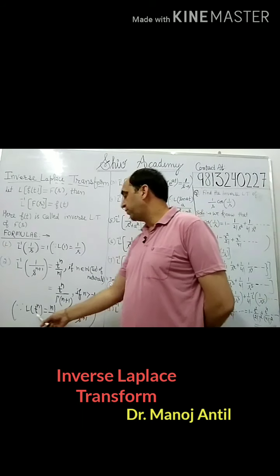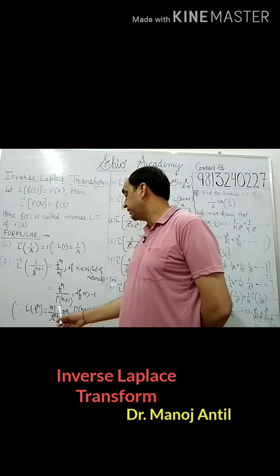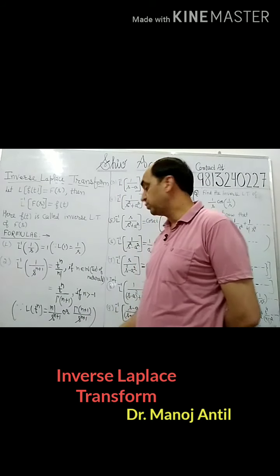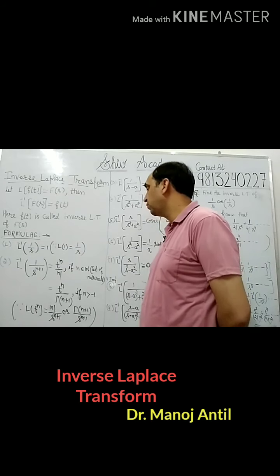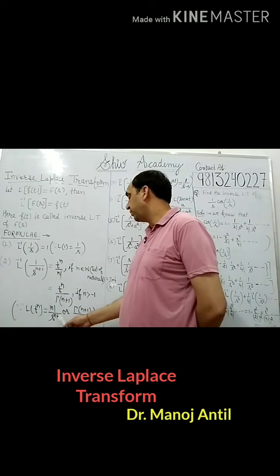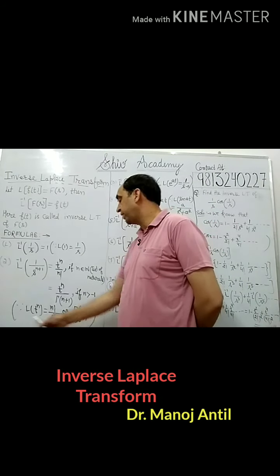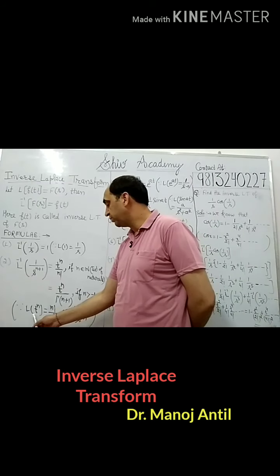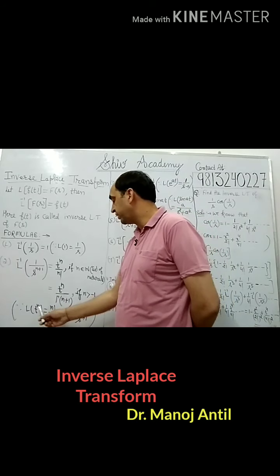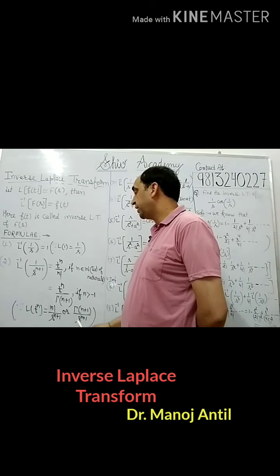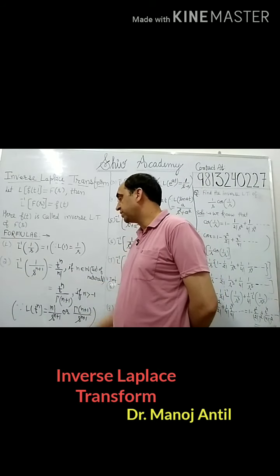L of t to the power n is equal to either n factorial by s to the power n plus 1, or gamma n plus 1 by s to the power n plus 1. So we again have two formulas. L inverse of 1 by s to the power n plus 1 is t to the power n by n factorial. If we take n factorial to this side, and make use of the other formula, then we have t to the power n by gamma n plus 1. That's why there are two formulas for L inverse of 1 by s to the power n plus 1.